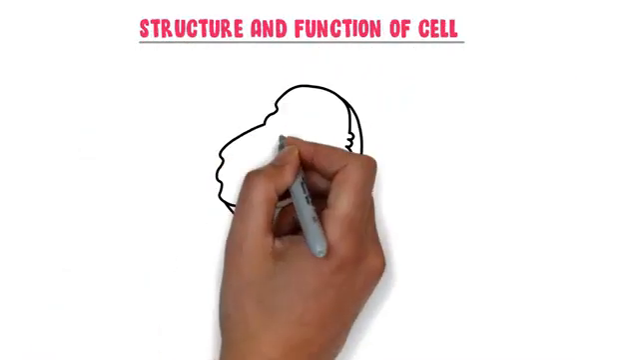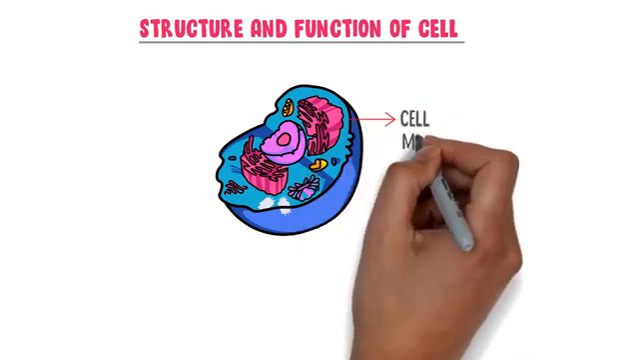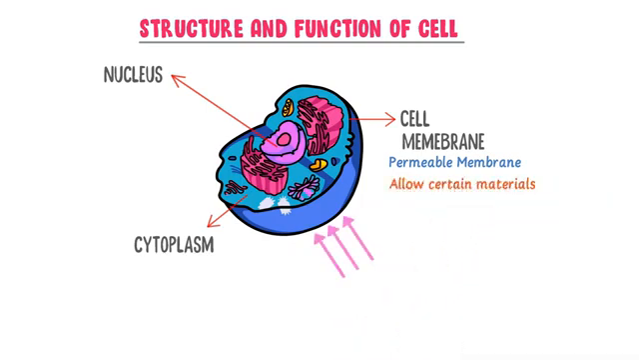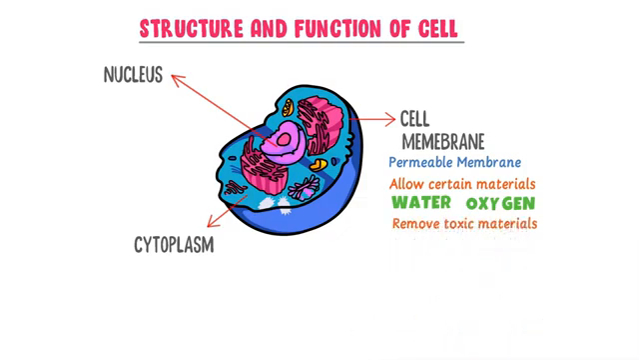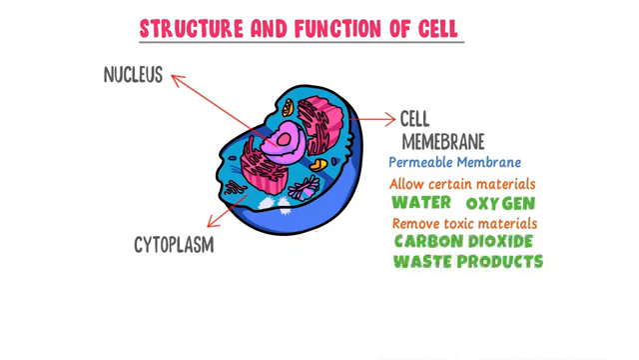What is the structure and function of a cell? Well, there are three common parts that exist in any cell: cell membrane, cytoplasm and nucleus or DNA. Now what is cell membrane? It is the selective permeable membrane which allows certain materials to pass through. For example, it allows essential ingredients to enter the cell like water and oxygen. Secondly, the cell membrane removes toxic substances out of the cell like carbon dioxide and waste products. Thus, the cell membrane allows good products to enter the cell and removes waste products out of the cell.